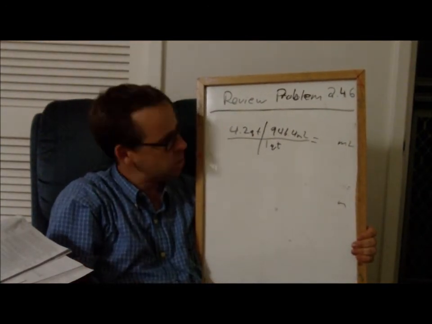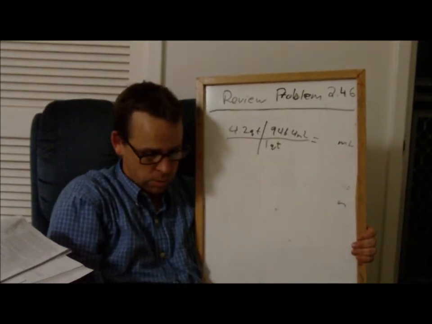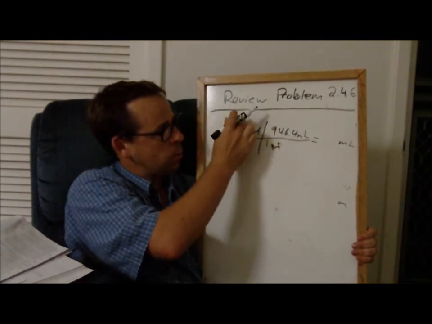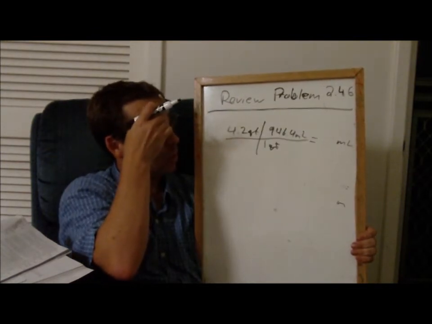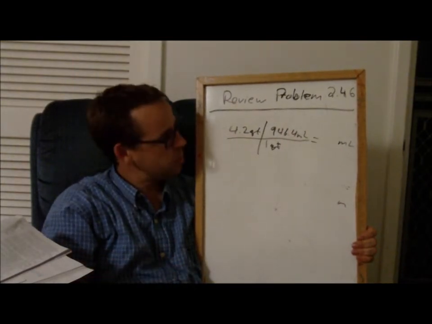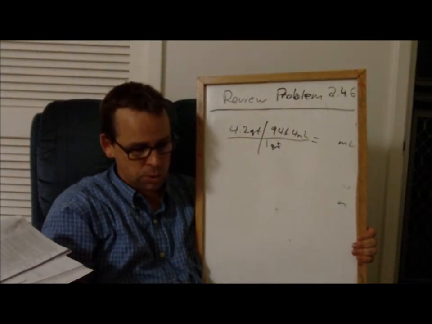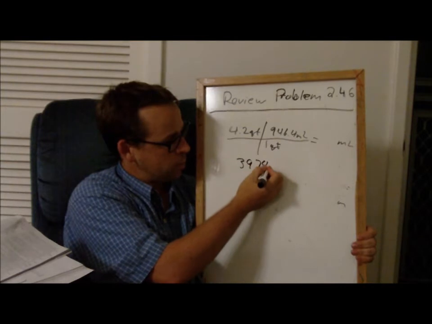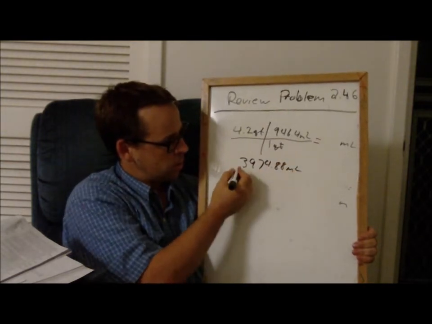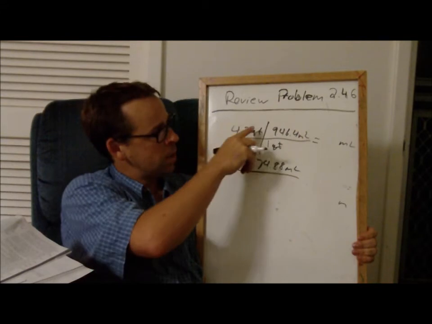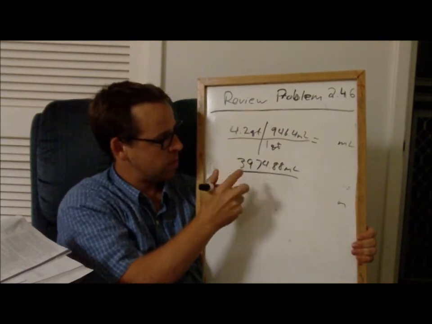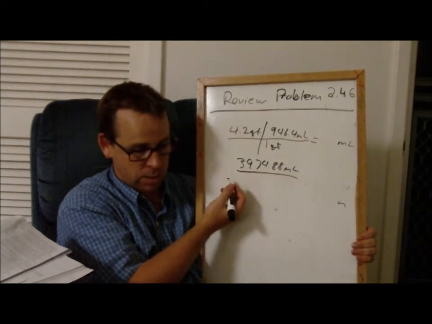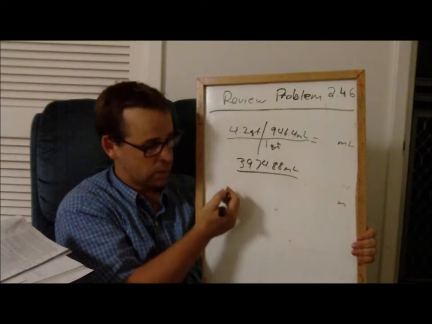So we have 4.2 times 946.4. Again, we put milliliters on top, quarts on the bottom, quarts cancel out. 4.2 times 946.4 milliliters equals 3,974.88 milliliters. Again, this is only 2 significant digits, so if we wanted to do it correctly, this would have to be rounded to 4,000 milliliters with 2 significant digits.